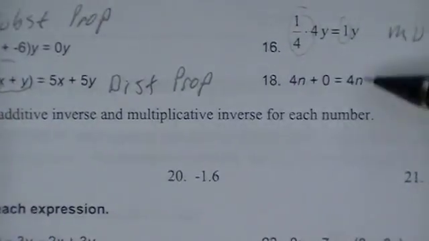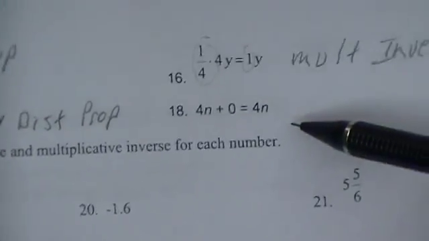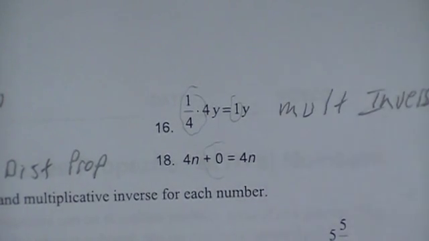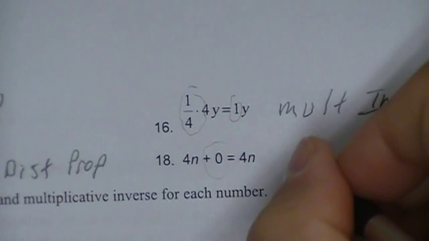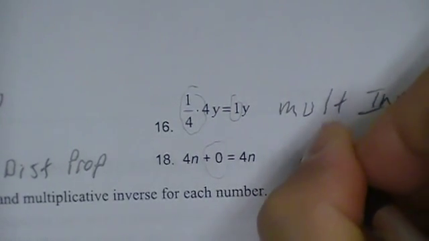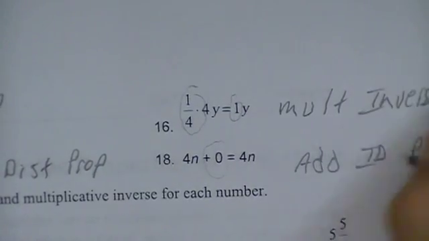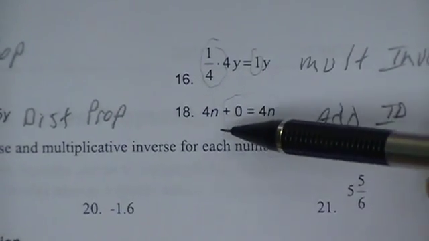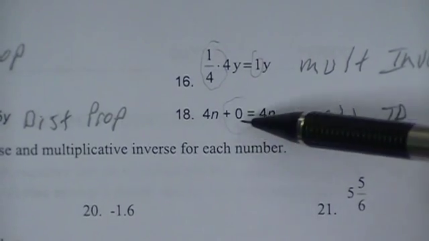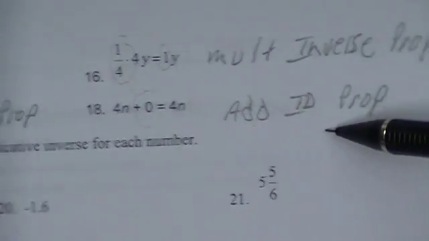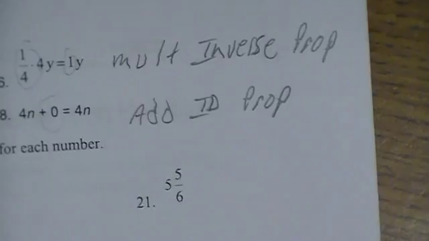Okay, and on this one, what did they do? They added 0, didn't they? So when you add 0, that's just the additive identity property, because you didn't change the identity. It started out as a 4n, you added 0, it stayed a 4n. So the identity of the 4n did not change, so it's the additive identity property. All right?